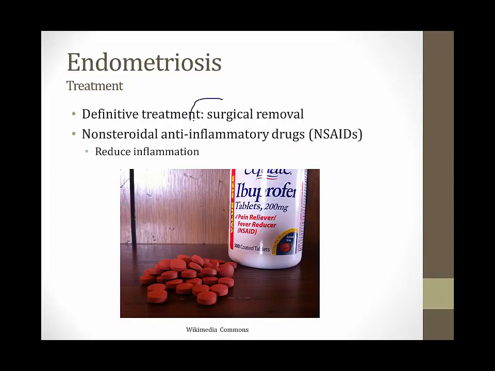So the definitive treatment is surgical removal of the ectopic tissue, but this is obviously reserved for women with more severe symptoms. There are a number of drugs that can be used to control mild to moderate symptoms. One thing that can be tried is nonsteroidal anti-inflammatory drugs, or NSAIDs, like ibuprofen. These simply reduce inflammation, and they're sometimes helpful in women who have mild symptoms.